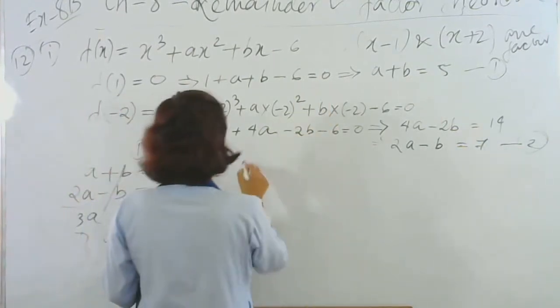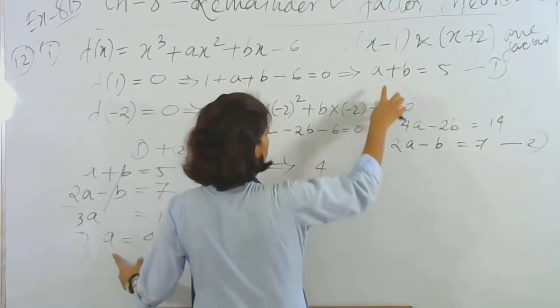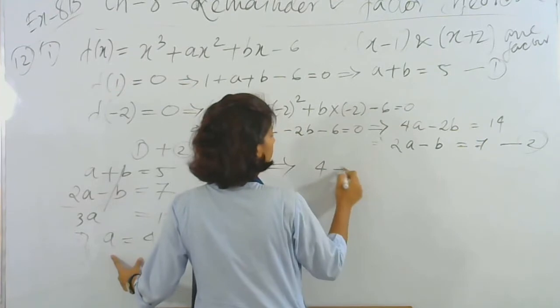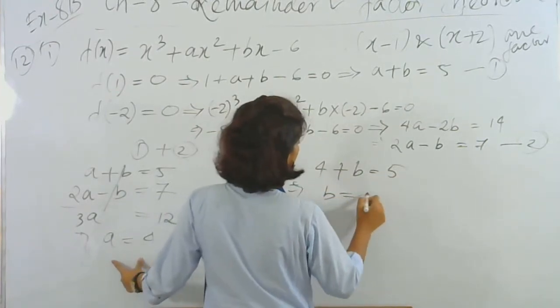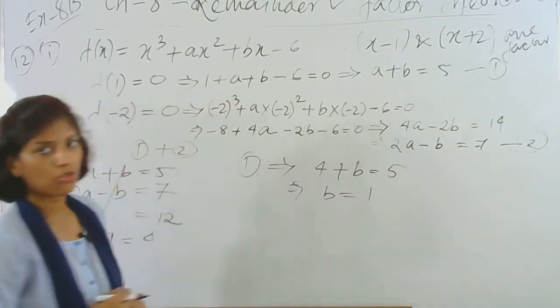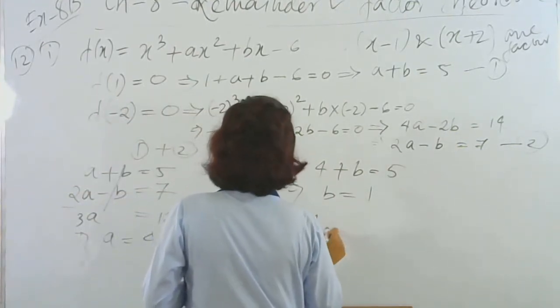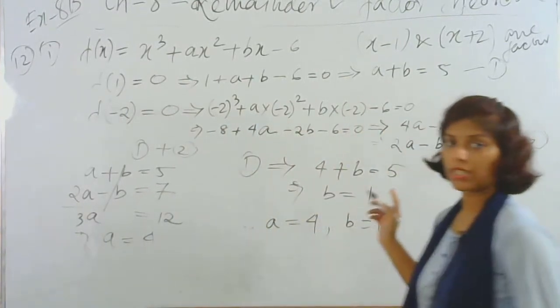Now in either of the equations I can put the value of a. I'll put it in equation 1, replacing a by 4. So 4 plus b is equal to 5, so b is 1. So solved. I don't know if the calculation is correct or if I have made a mistake anywhere, but the process is the same. You just apply the method.